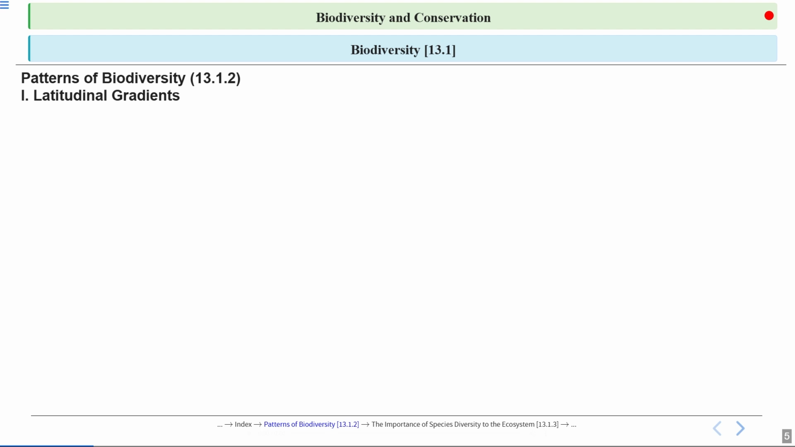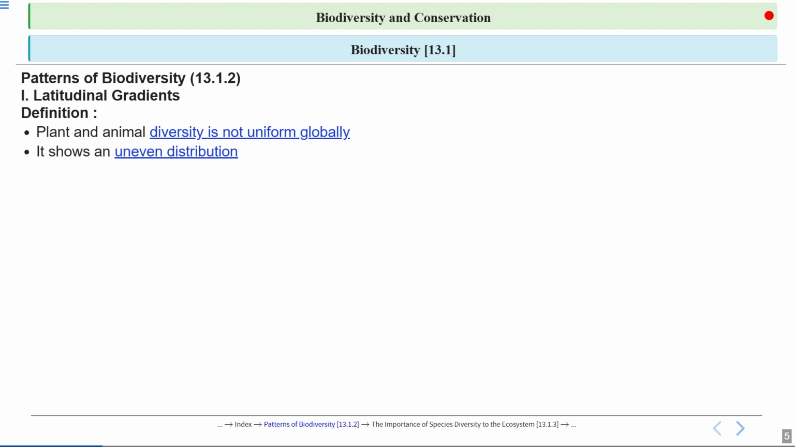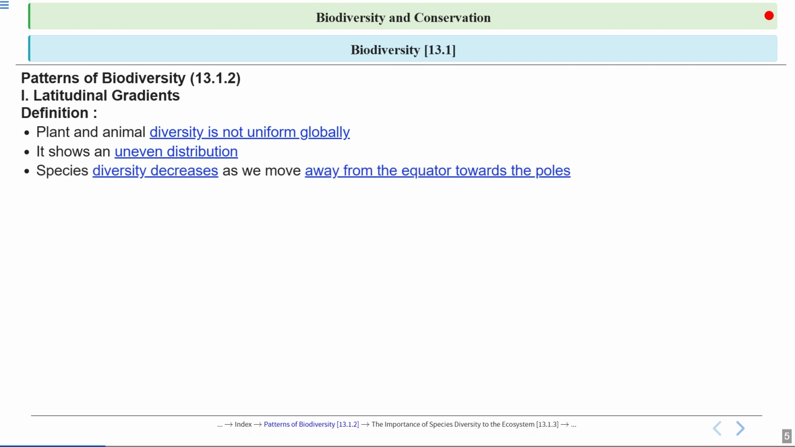Within this, let's talk about the latitudinal gradients. So what is latitudinal gradient? How can you define it? Let's understand this. As we know, the plant and animal diversity isn't the same everywhere on Earth. Some places have lots of different species, while others have only a few. So it shows an uneven distribution. Now, species diversity generally decreases as you move from the equator towards the poles. This is known as latitudinal gradient.